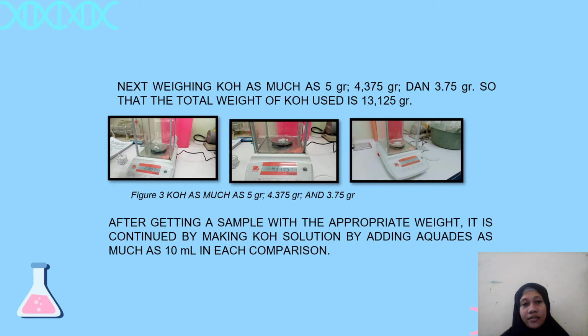22.5 grams. Next, weigh KOH as much as 5 grams, 4.375 grams, and 3.75 grams, so that the total weight of KOH used is 13.125 grams. After getting a sample with the appropriate weight, continue by making the KOH solution by adding aqueous water as much as 10 milliliters in each comparison.